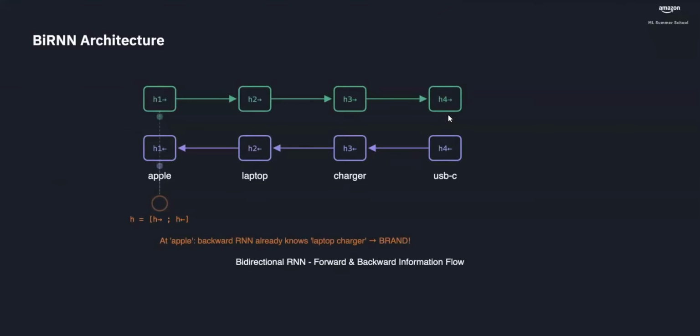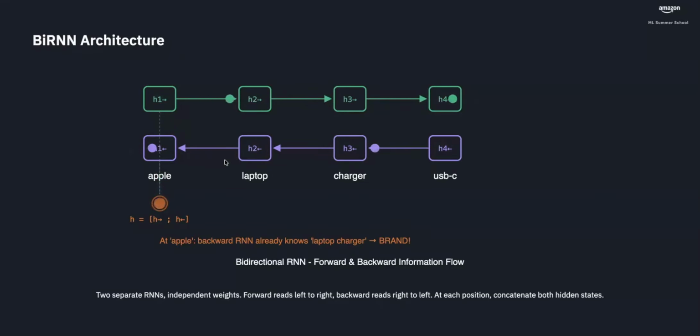So here is the solution. Watch the animation carefully. You can see two rows of cells, and the top row has green dots flowing from left to right. That is the forward RNN reading Apple, then laptop, then charger in order. By the time it reaches charger, it has seen everything that came before it in the sequence. The bottom row has purple dots flowing right to left. This is the backward RNN. It reads charger first, then laptop, then Apple. So by the time it processes Apple, it has already seen everything that comes after it.